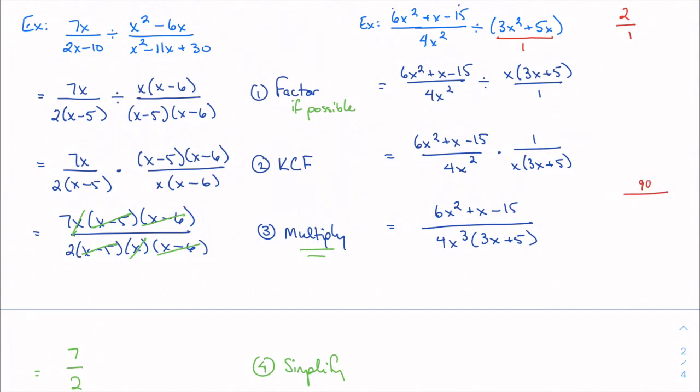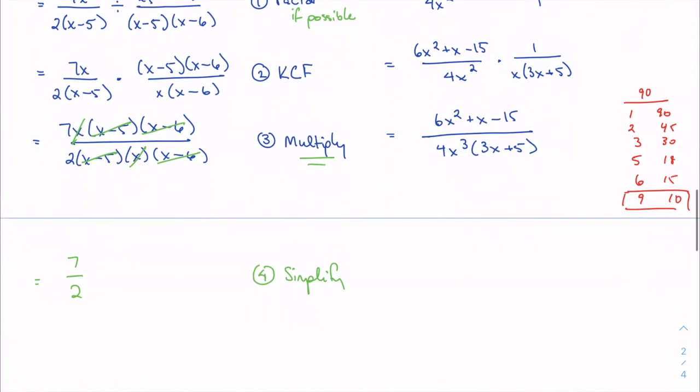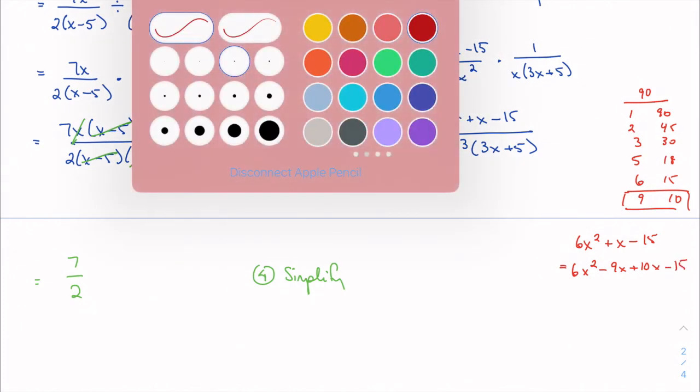So we get 1 and 90, 2 and 45, 3 and 30, 4 doesn't work, 5 and 18, 6 and 15, 7, 8, 9 and 10. 9 and 10 do work. So we've got some work to do. I'm going to do this off to the side because it's messy to keep carrying down the denominator. So 6x squared plus x minus 15. We're going to factor by grouping. So we're going to write this as minus 9x plus 10x so we can get our plus 1. I've expanded my middle term.